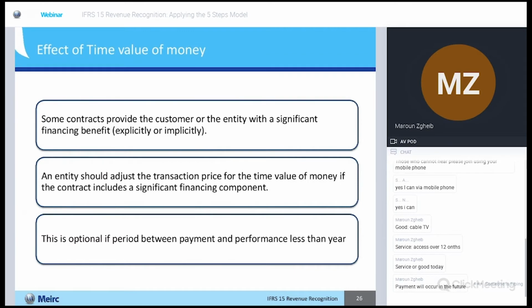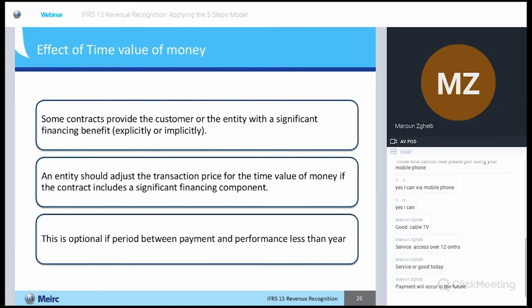So let's assume that you sold a service to a customer today, and the customer will pay $100,000 in 18 months. Your revenue will not be $100,000. Your revenue will be the present value of $100,000, and the difference between the present value and the $100,000 is interest expense. So you deliver today and collect in the future.